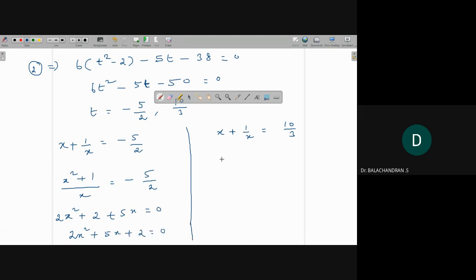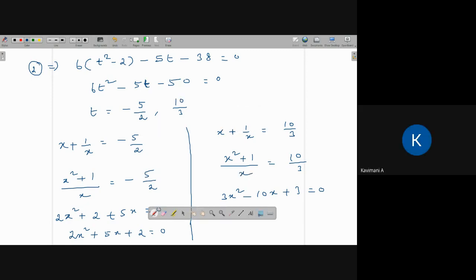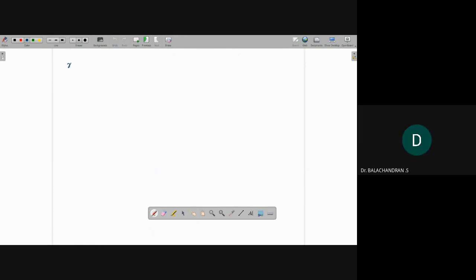Similarly, here you have x plus 1 by x is equal to 10 by 3. So 3x square minus 10x plus 3. Solve these quadratic equations and tell the roots. Sir, x equal to minus 2 for this one. Yes, first one, x equal to minus 2, comma, minus 1 by 2.